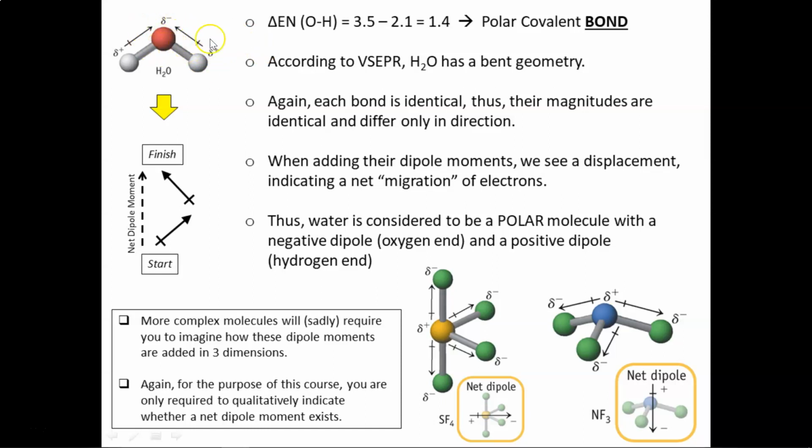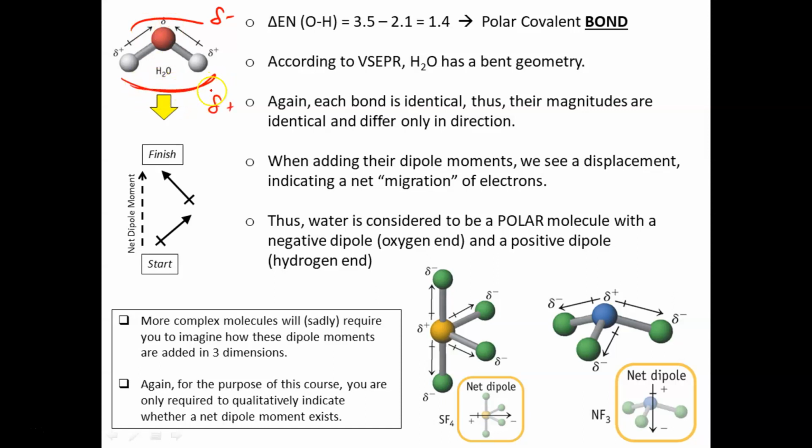So you're going to have to draw a dipole moment for every single bond in the actual molecule itself. Now, according to VSEPR, water has a bent geometry. All right. So what we're going to do is add the vector quantities head to tail, and we'll see that overall we started here, but we ended up here. So it looks like the electrons are migrating towards the top, towards the oxygen end of the water molecule, leaving this end partially negative and this end partially positive.